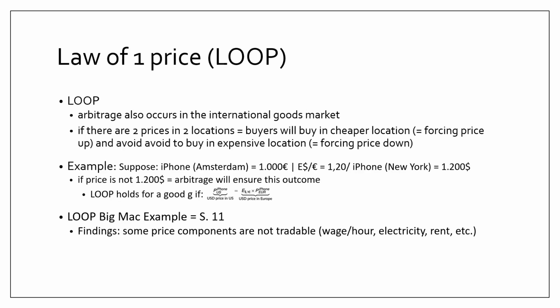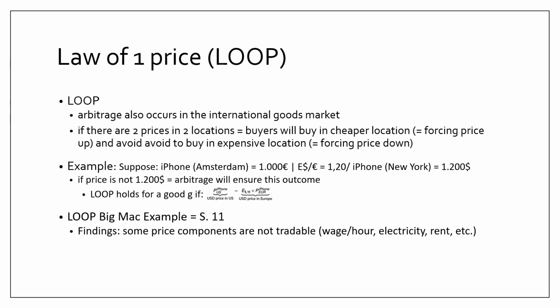The law of one price, LOOP. Arbitrage does not only occur in international financial markets, but also in the international goods market. If the price of a good is not the same in two locations when measured in a common currency, buyers will rush to buy in the cheaper location, forcing prices up there, and avoid buying in the expensive location, forcing prices down there.